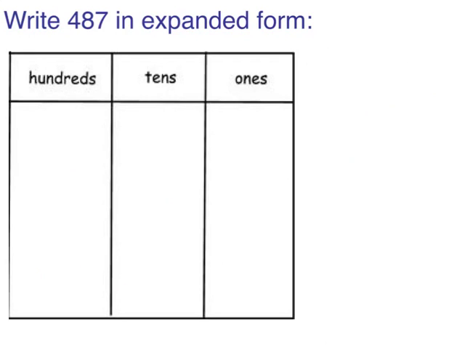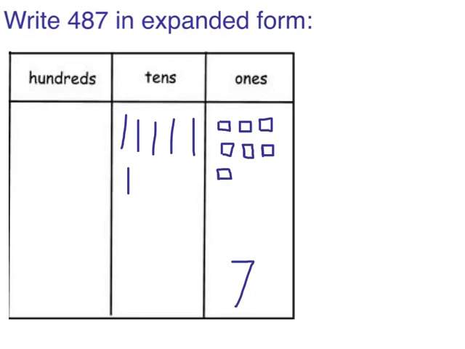Let's look at another example. Write 487 in expanded form. Well, there's a 7 in the ones place, so I'm going to draw in 7 ones. 1, 2, 3, 4, 5, 6, 7. I know they're each worth 1, so the value of the 7 is just 7. Again, I have an 8 in the tens place, so I'm going to draw in 8 tens, and as I do, I'm going to count by 10, because each one is worth 10. 10, 20, 30, 40, 50, 60, 70, 80. 8 in the tens place is worth 80.